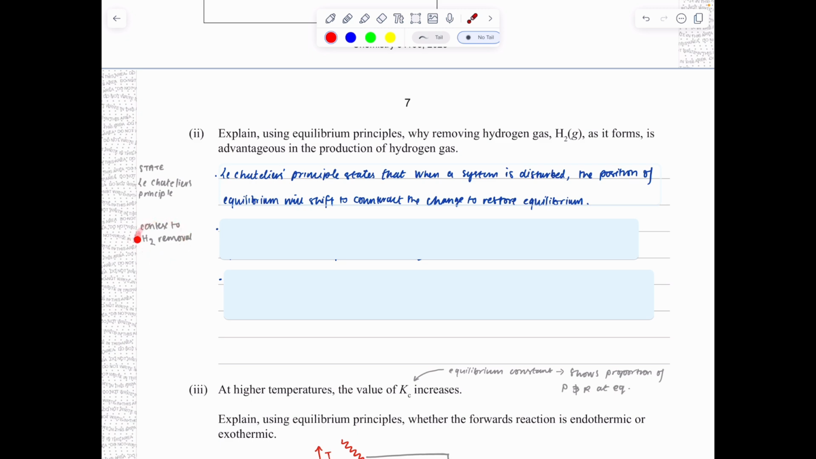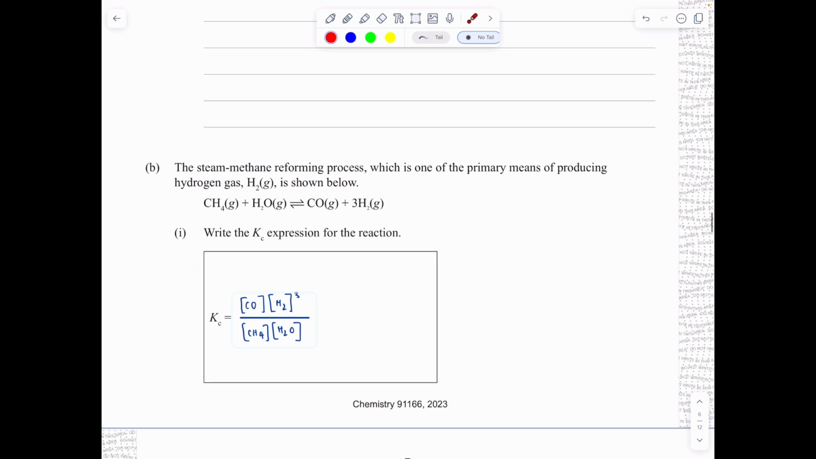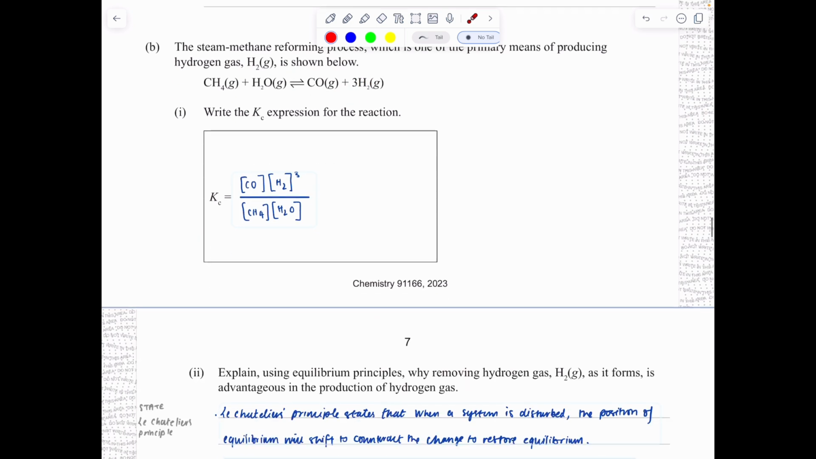So in context to H2 being removed, okay, this guy, if this is removed, that's a disturbance to the system, isn't it? So equilibrium actually wants to increase its production in compensation for it being removed out of the system. So what is it going to do? Well, it's going to have to drive the forward reaction so more products can be formed to restore the lost or removed hydrogen gas.